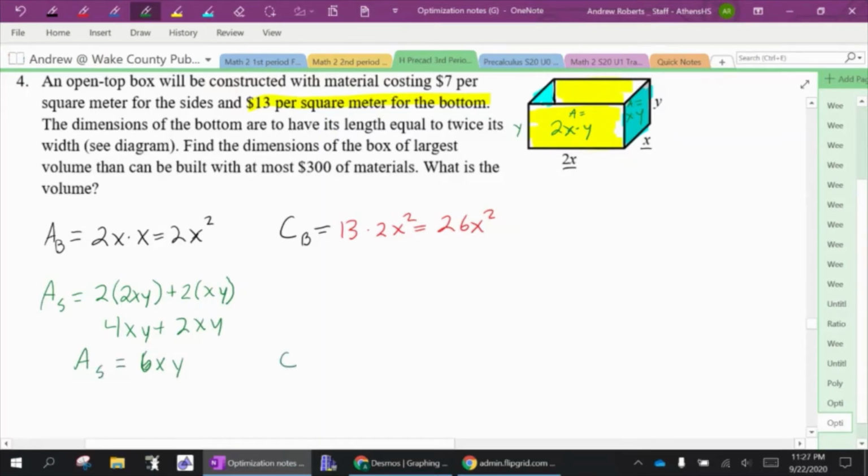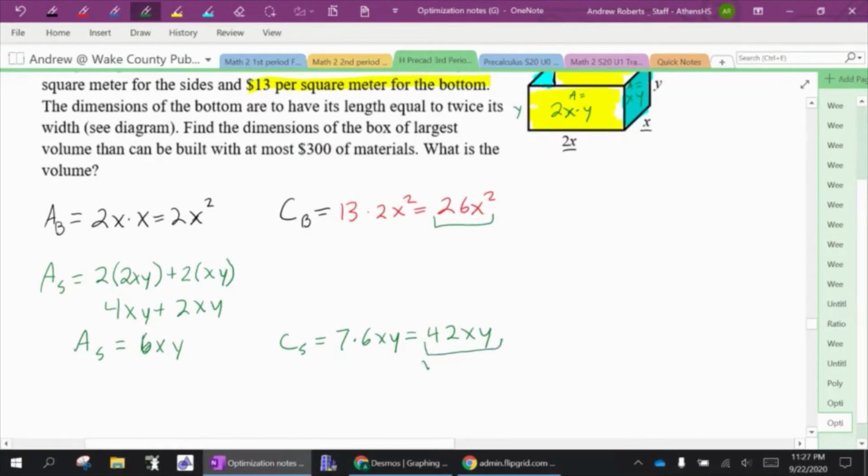Now the cost of the sides is going to equal the area times 7. So it's going to be 7 times 6xy, which is 42xy. So now we have our cost of the bottom, which is right here, and our cost of the sides, which is right here.